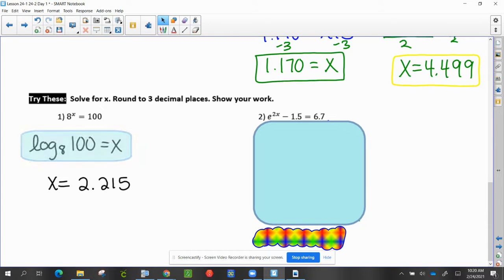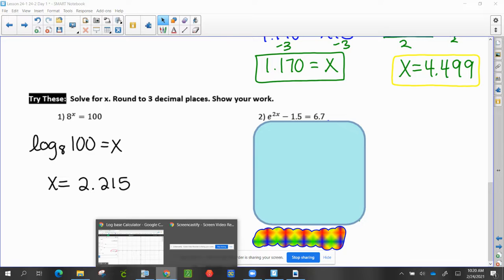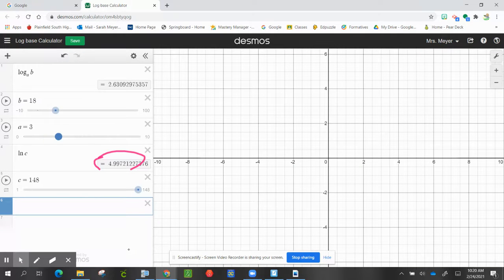Here is my work. So I rewrote this as log 8 of 100. So then I just need to go to Desmos. Our base is 8. This was 100. So 2.21, I rounded it up to 5.